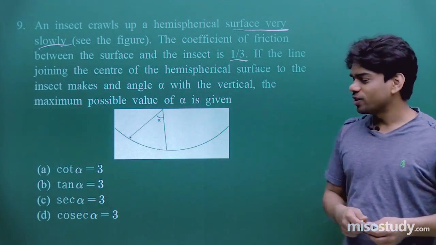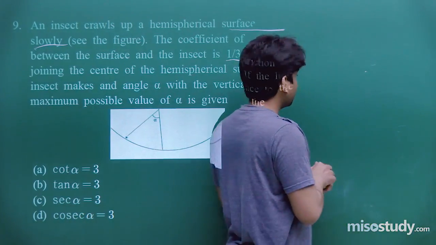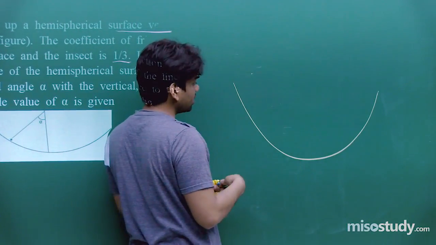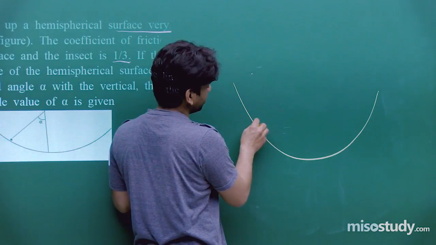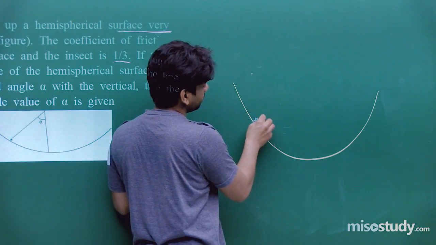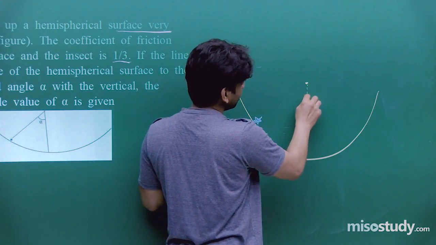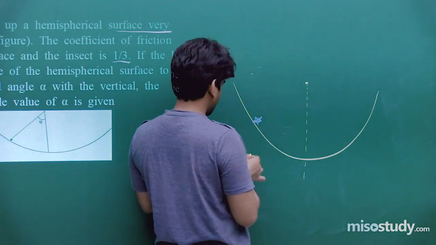I will draw a diagram once again. You see here, this is the case. This is the hemispherical surface. We have an insect. Let's say the insect is somewhere here. This is the insect as I have shown you here. This is the center of the sphere of which it is a part.